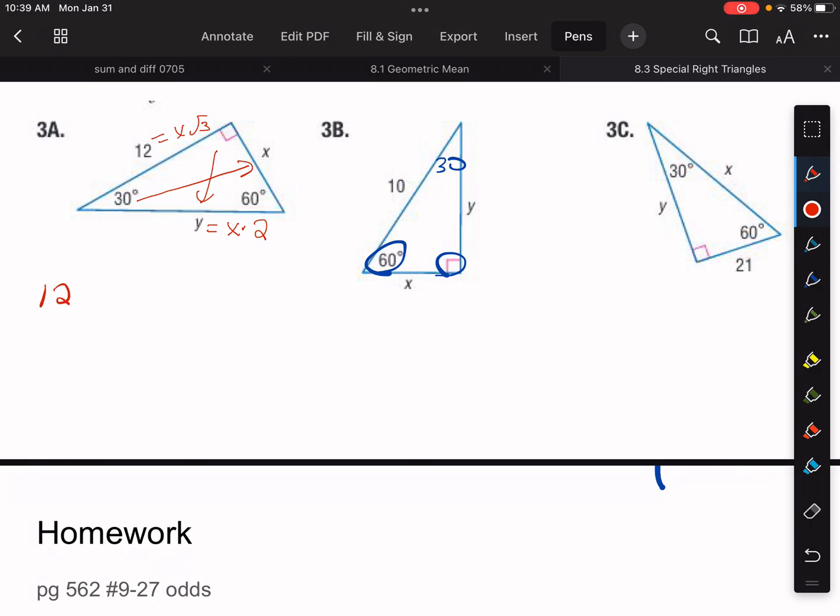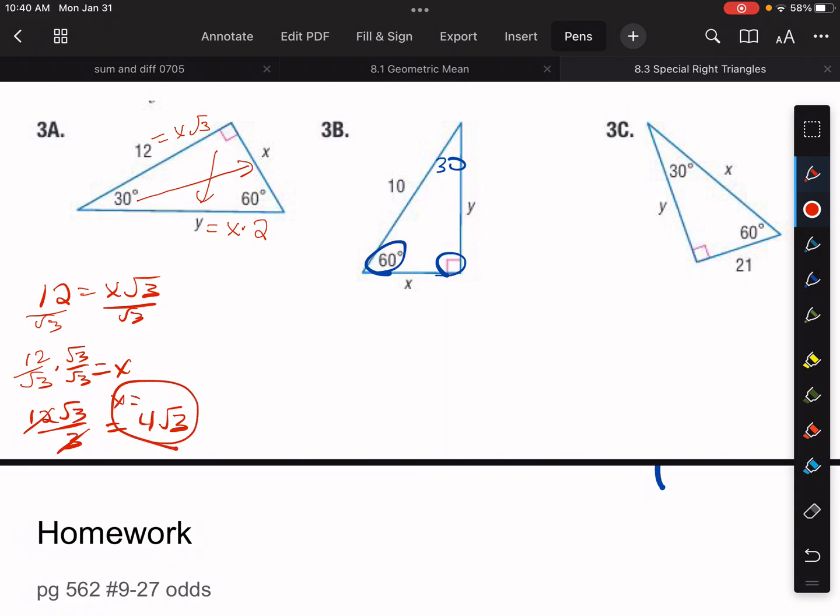We could say 12 is equal to x times root 3. Okay, if I want to get x by itself, I have to divide by root 3 on both sides. All right, so when I do that, I get x is equal to 12 over root 3, but I can't leave it like that, right? So I have to multiply by root 3 over root 3, which is equal to 1. And I'm left with 12 root 3 over 3, but that simplifies to simply 4 root 3. Okay, so I know that my x value is equal to 4 root 3.